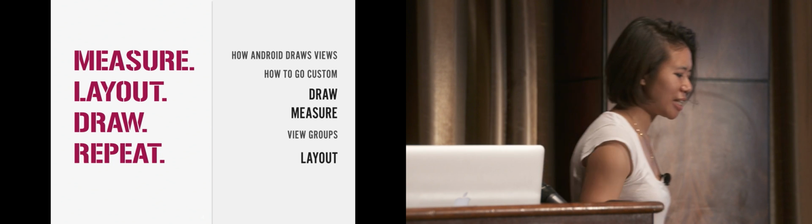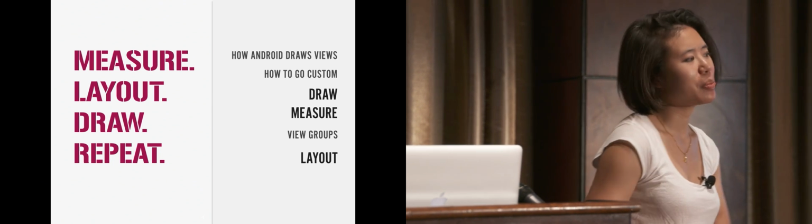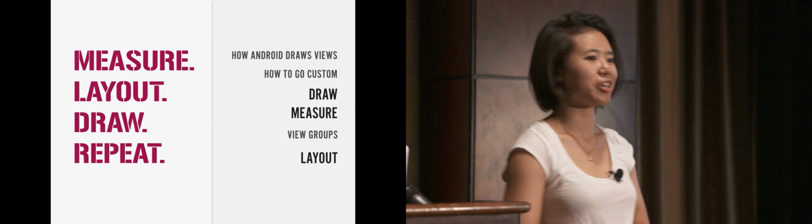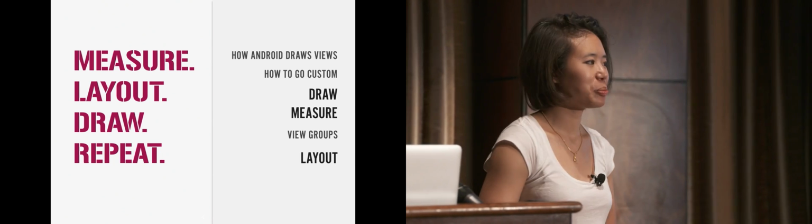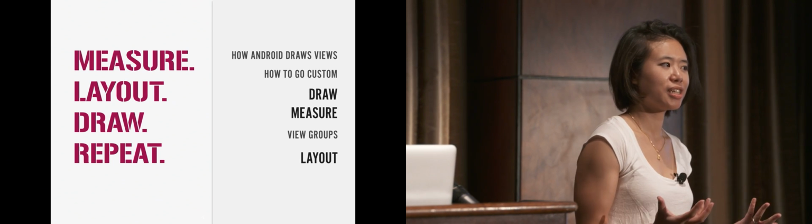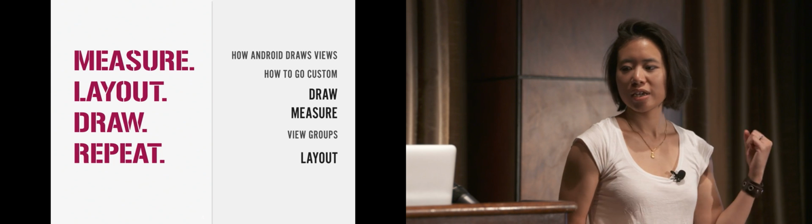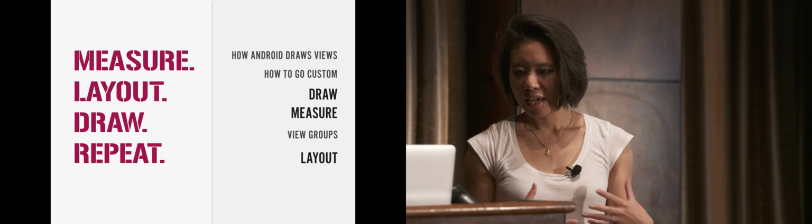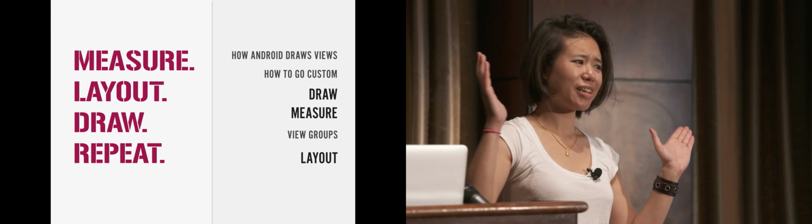Next, as the title of my talk might suggest, we're going to talk about something called measure, something called layout, and something called draw. But we're going to talk about them in a little bit of a different order. We're going to talk about what it means when views are drawn, and how we draw custom views. And then we're going to step back and talk about how we measure our views. And then we're going to take another step back and talk about view groups.